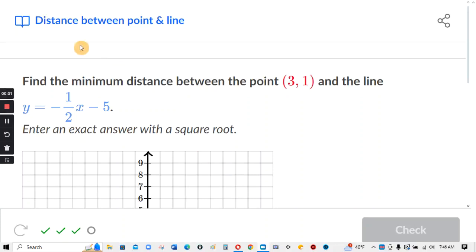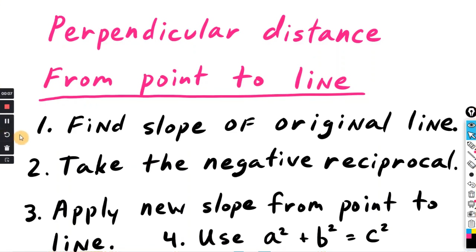This will be for the con exercise, distance between point and line. All right, so when you find the distance from the point to the line, you're basically finding the perpendicular distance. Okay, you're going to be creating another line that's perpendicular. So the four main steps.